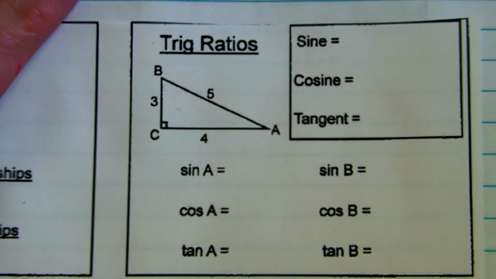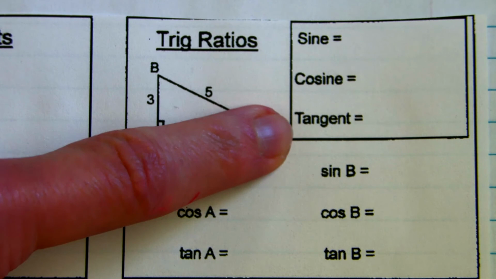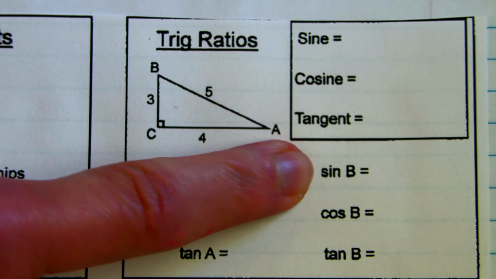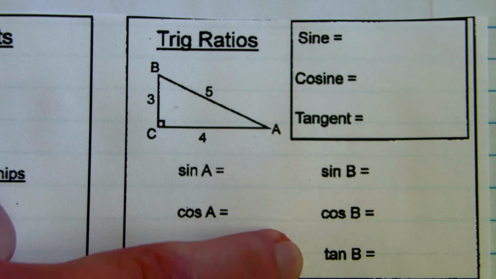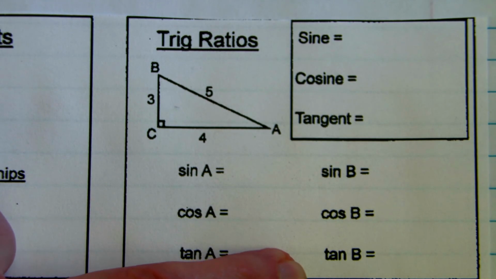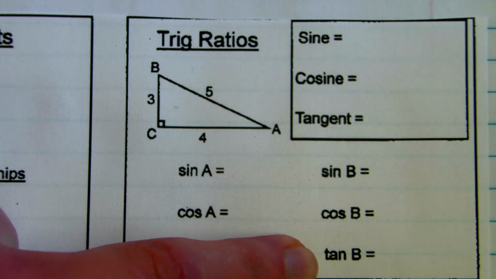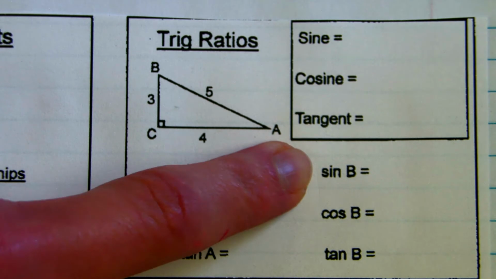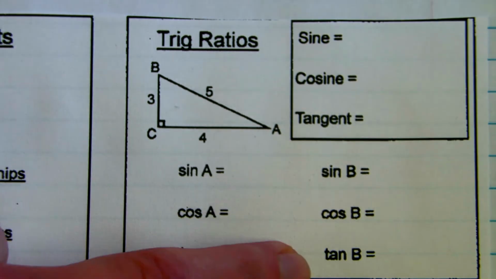All right, so over here where it says trig ratios, we've got this box: sine, cosine, tangent. You'll see down here abbreviations, SIN for sine, COS for cosine, and TAN for tangent. They abbreviate those basically just so they'll fit on calculator keys. There's really no other reason for that. But we still call it sine, cosine, tangent, not sin, cos, and tan.